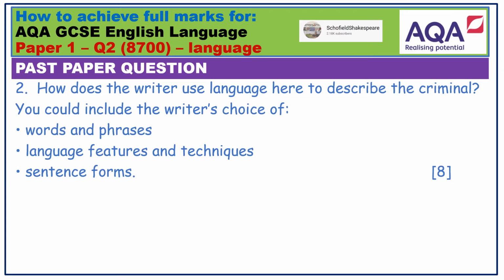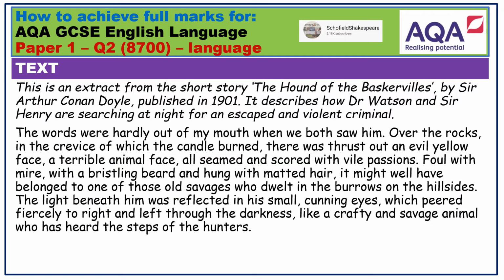Time to do some practice. Here's the exam style question. How does the writer use language here to describe the criminal? You can include the writer's choice of words and phrases, language features and techniques, sentence forms. And here's the text, taken from Conan Doyle's terrific 1901 novel, The Hound of the Baskervilles.